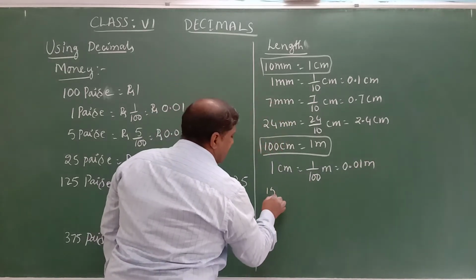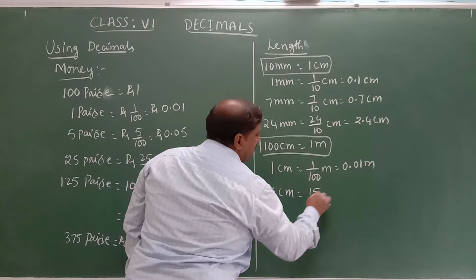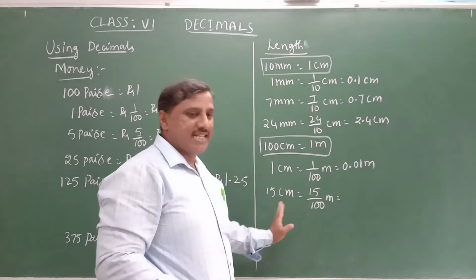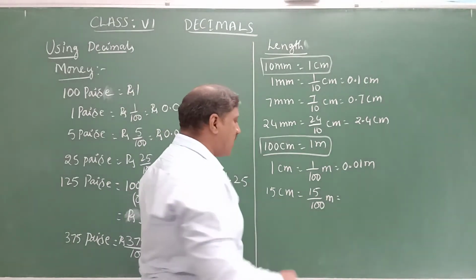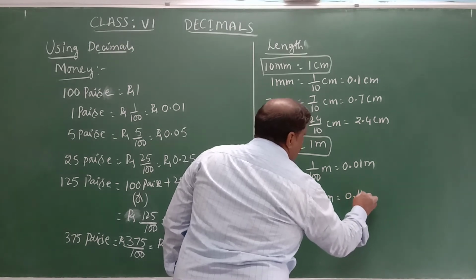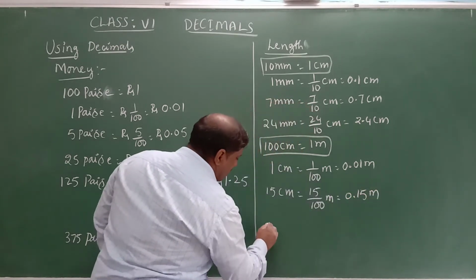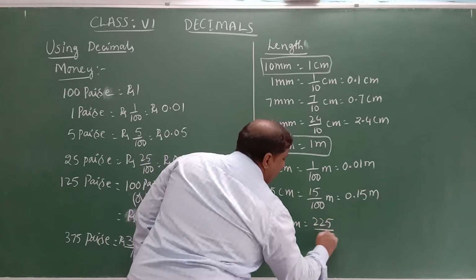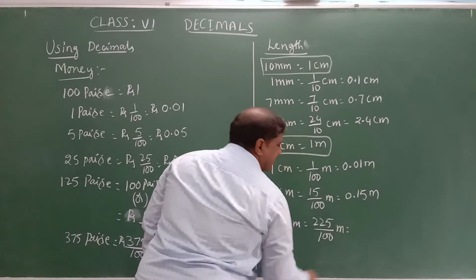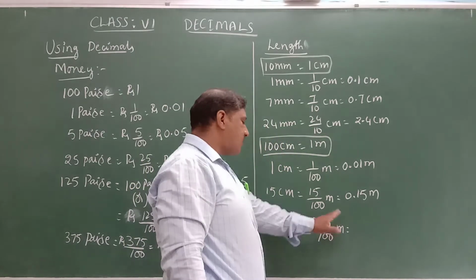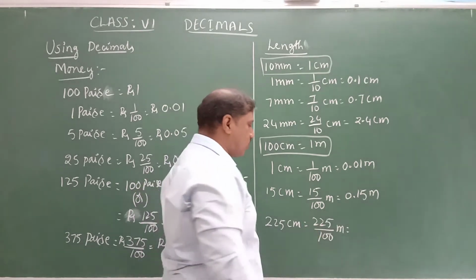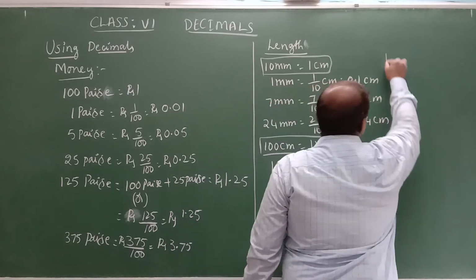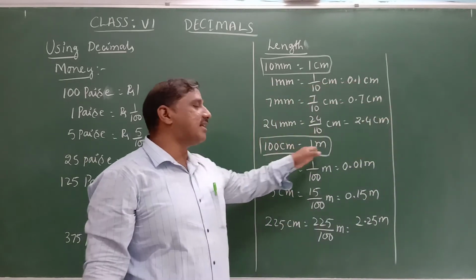If 15 centimeters is equal to 15 by 100 meters, keep the decimal point after 2 digits, as we have 2 zeros in the denominator. Therefore it is 0.15 meter. So 225 centimeters is equal to 225 divided by 100 meters. Keep the decimal point after 2 digits from the right side, and we get 2.25 meters. This is the relationship between centimeters and meters.